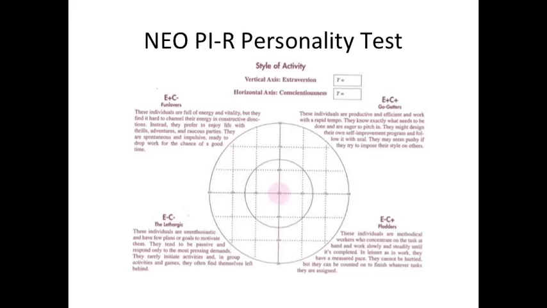And also, of course, if we have someone who isn't so extroverted, we have people who are plotters, who tend to be methodical, who concentrate on the task, but tend to work slowly and steadily. And then, of course, there's the lethargic, who are kind of unenthusiastic, really not all that motivated. So by combining extroversion and conscientiousness, we're able to get an idea as to what style of activity a student has.